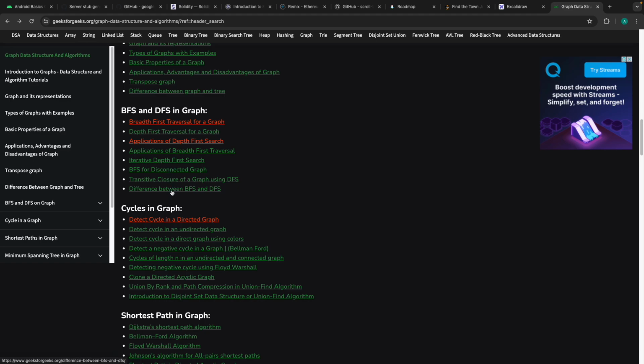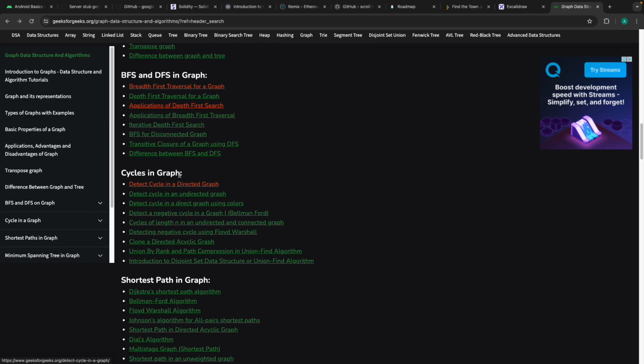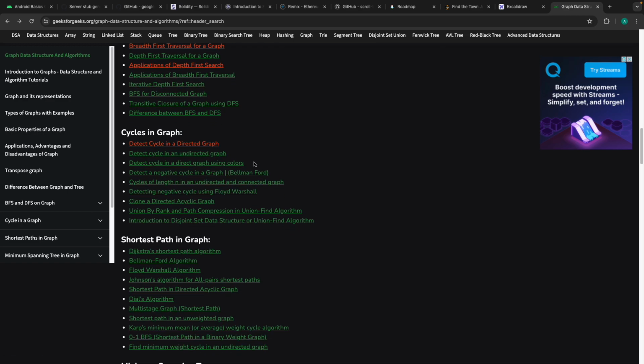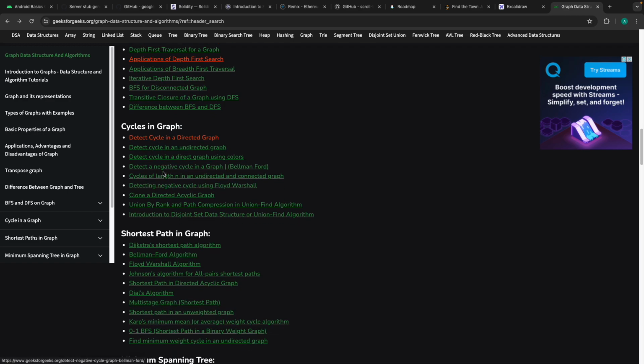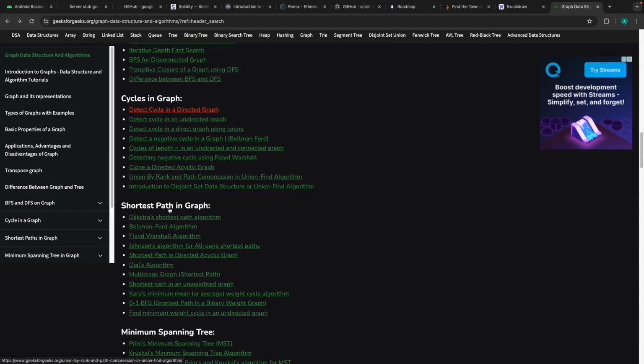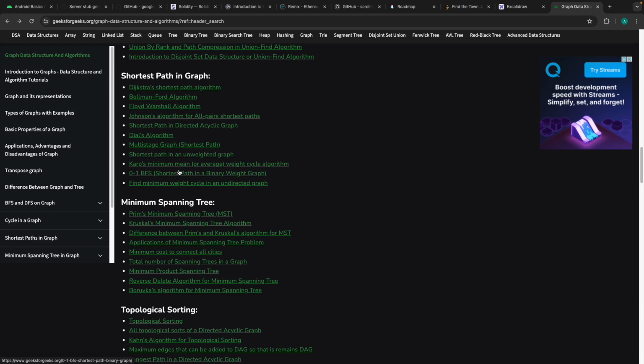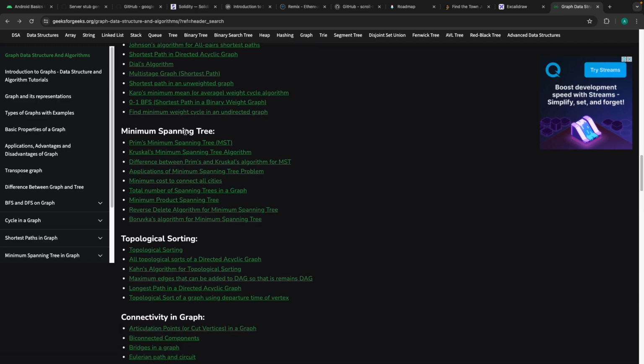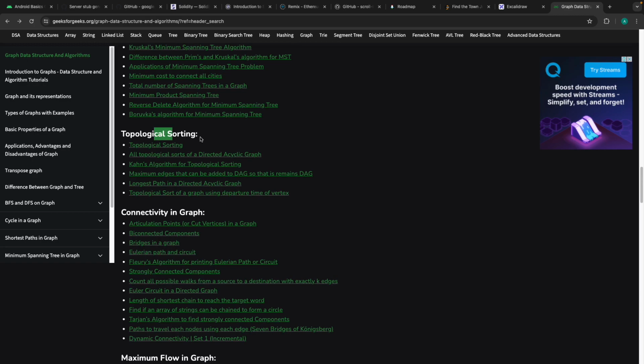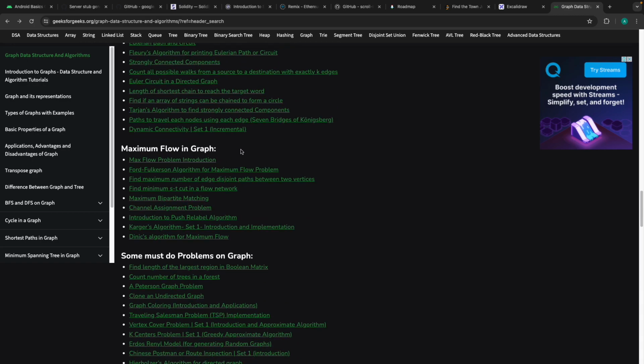Disconnected graph. Transitive closure. Union by rank, introduction. Shortest path, minimum spanning tree, topological sorting, connectivity.